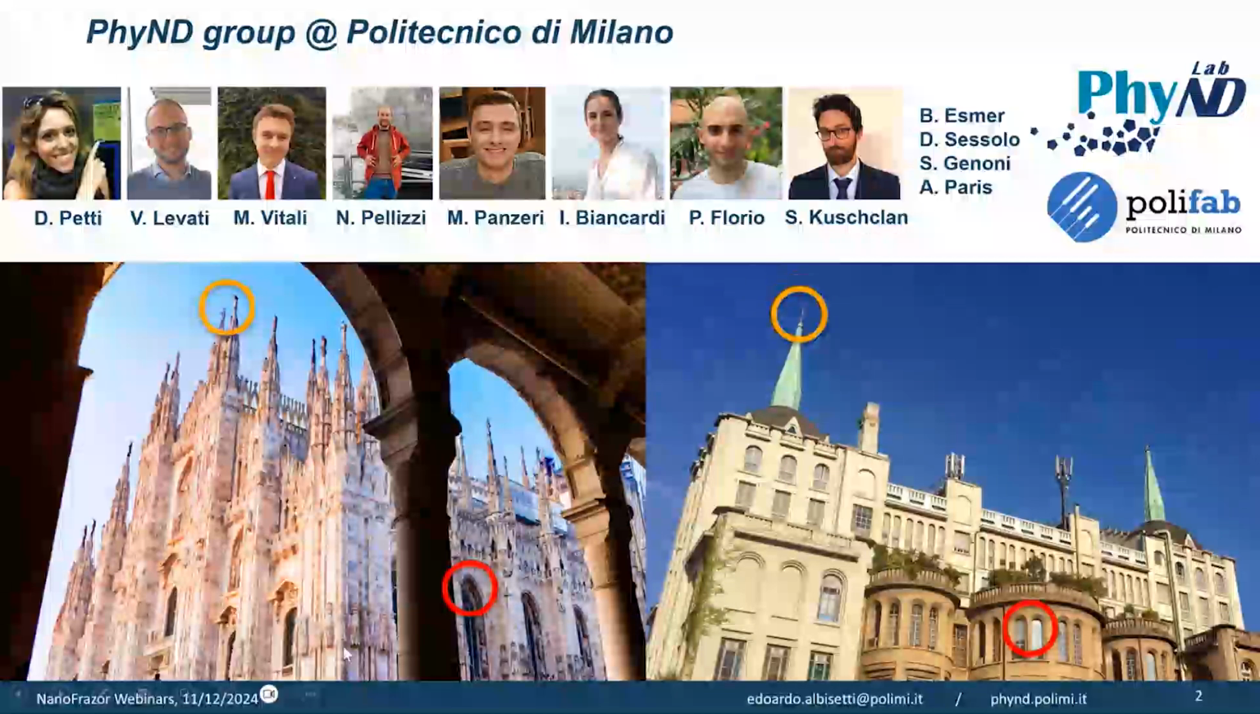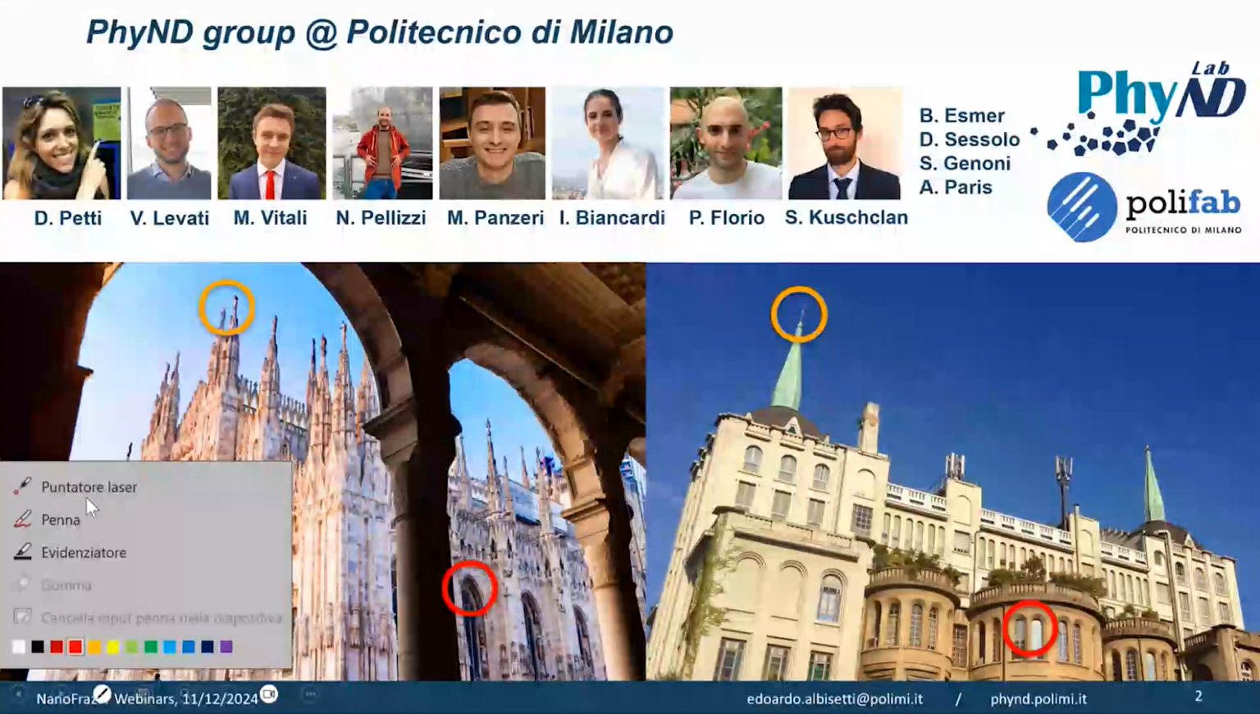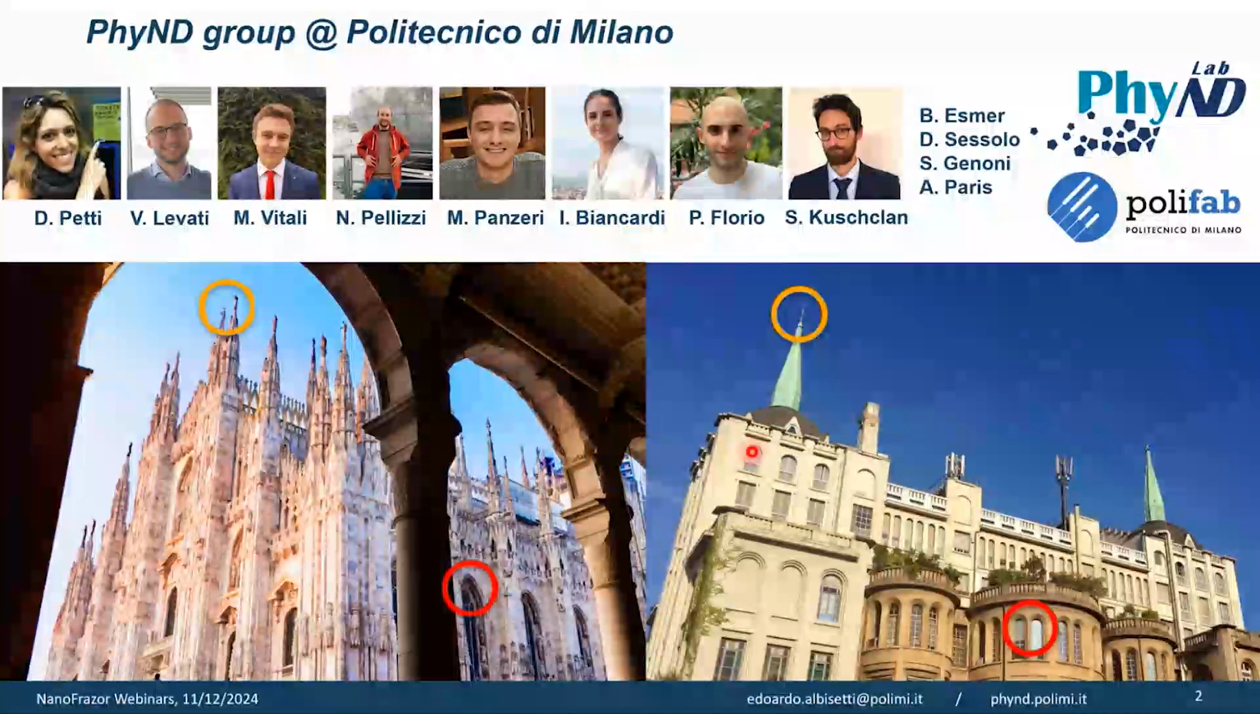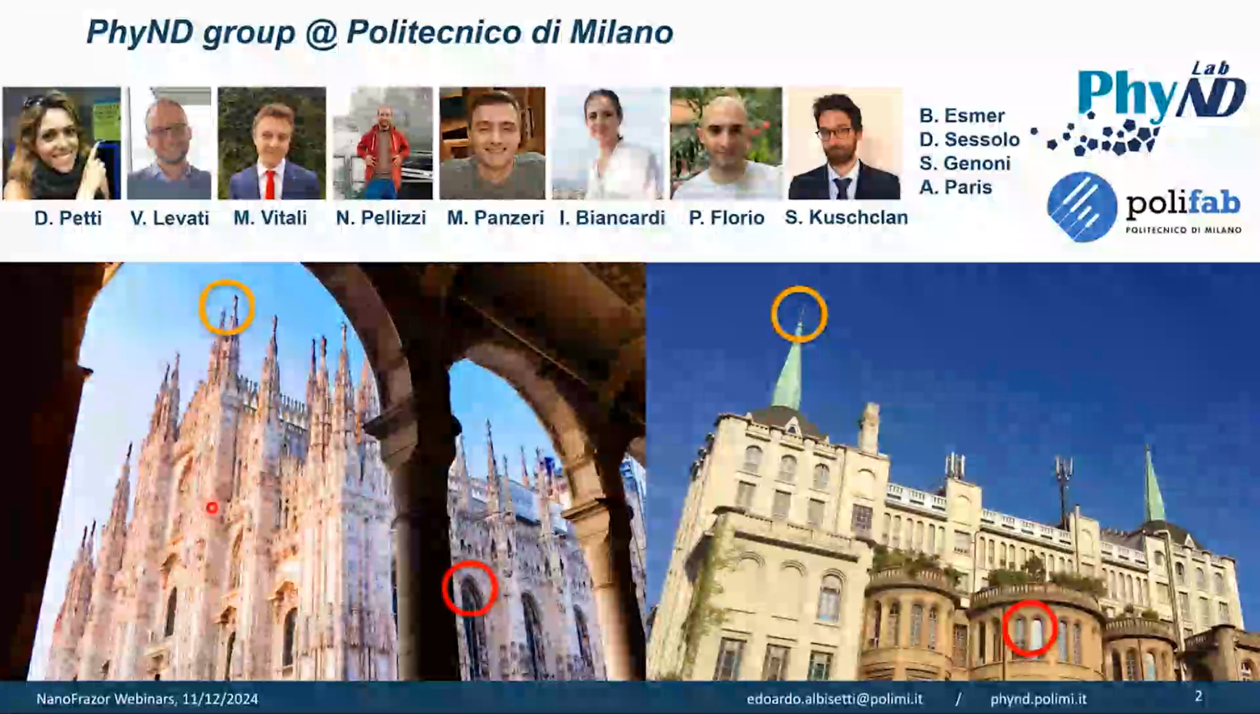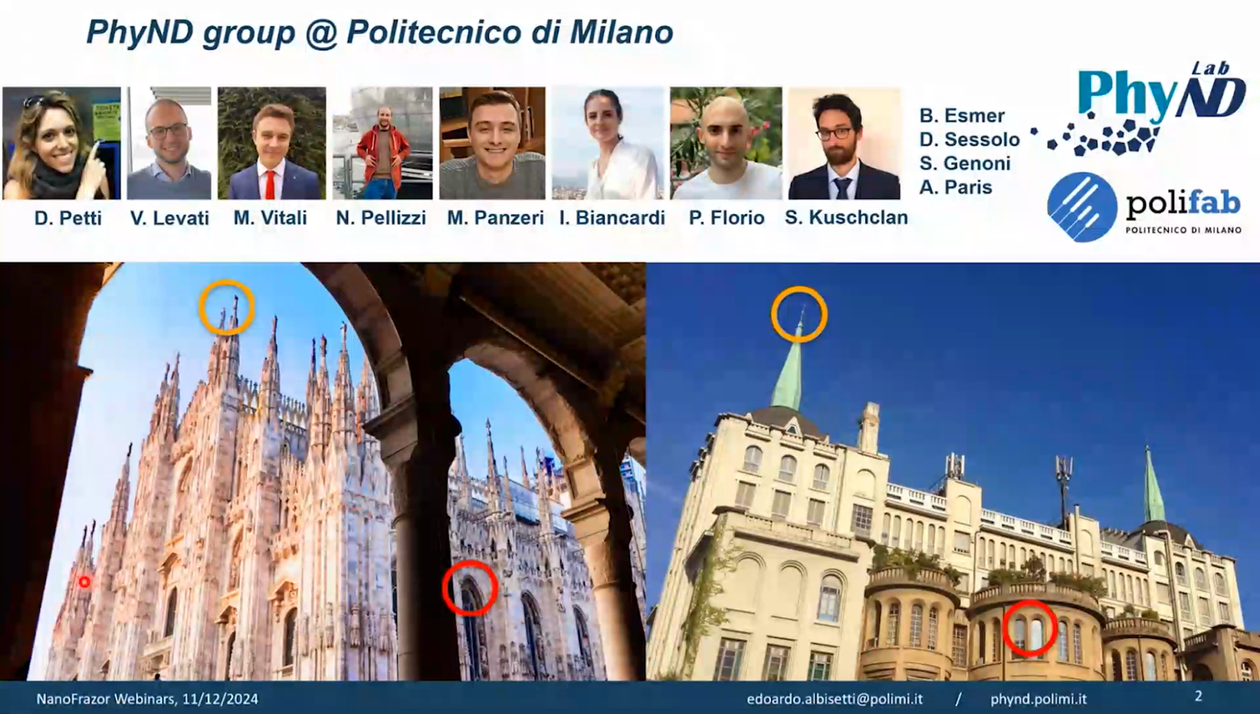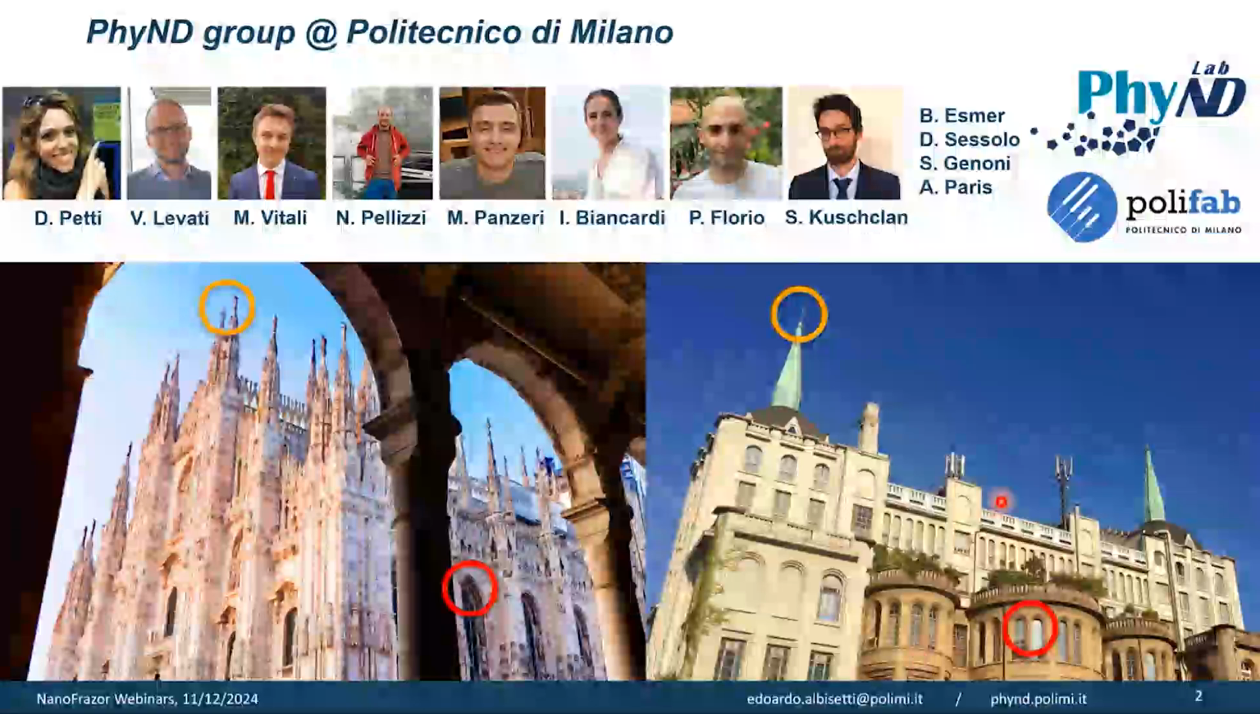And you see here, let me just put the laser. So you see here, this is the building. This is another very famous building, probably a little bit more famous than Polyfab in Milan. That is the Duomo of Milano. And it's nice to see that it resembles closely Polyfab, as you can see here. This is where we are located.